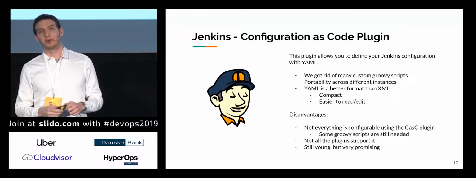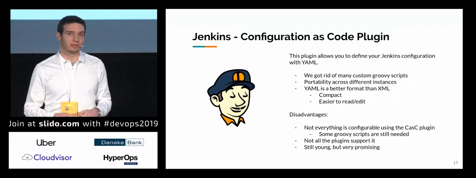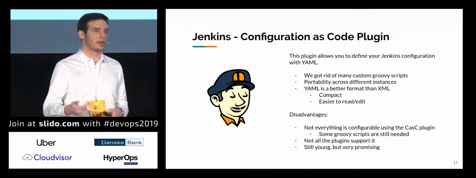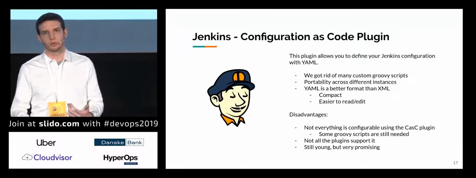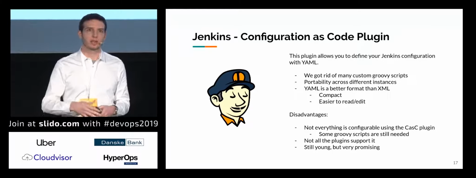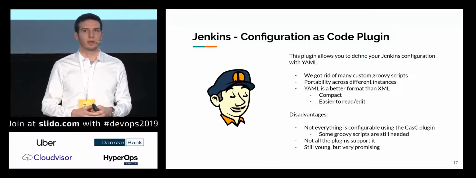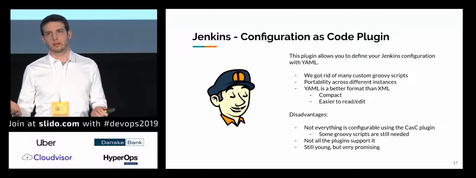We got rid of so many custom Groovy scripts that were running on startup to configure our Jenkins. Everything now is done using the Configuration as Code plugin. So when our Jenkins boots, basically this plugin checks out the configuration that we provided, and then that's it. Jenkins is configured.